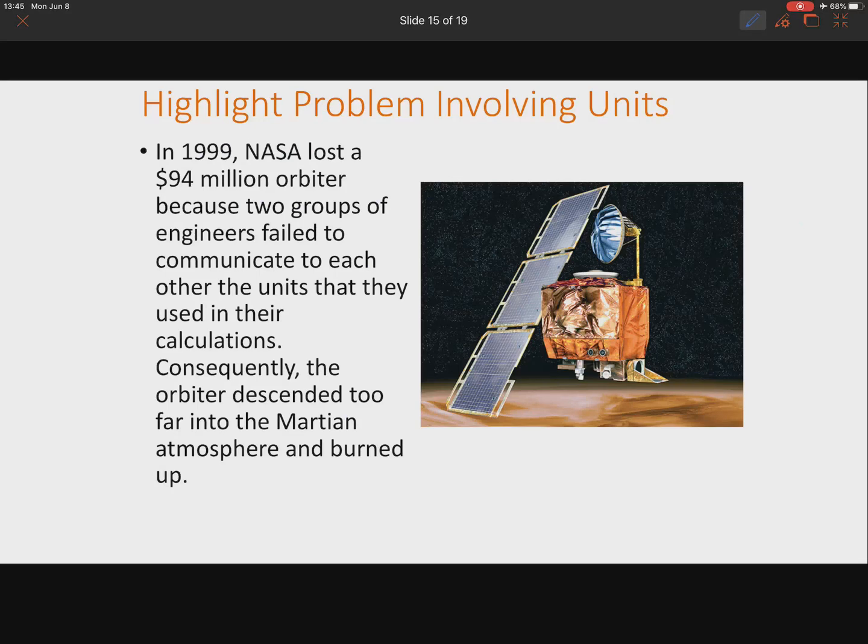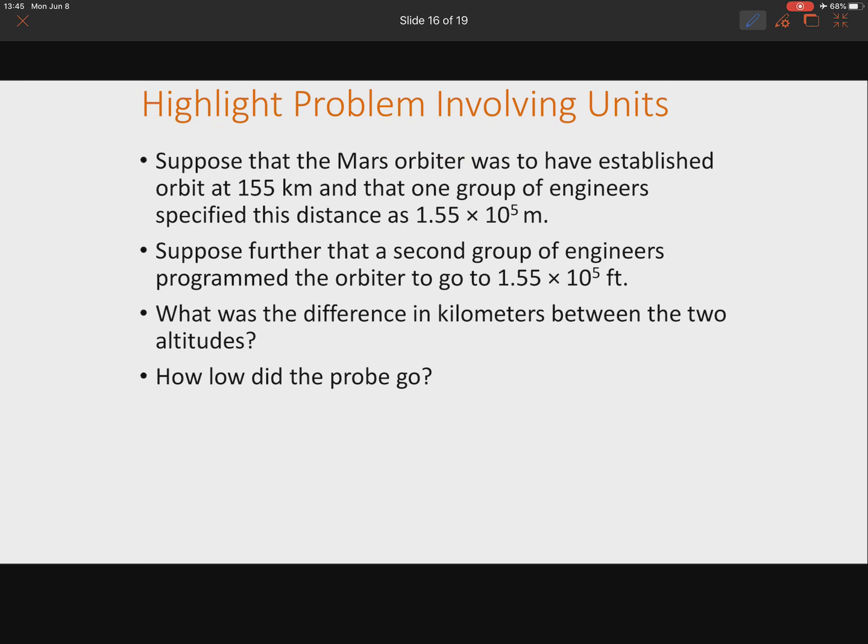All right, and it actually came up in a real-life issue in 1999. NASA lost a lot of money because two different groups were working in two different units, and they didn't communicate to each other what their units were. And so the orbiter descended too far into the Martian atmosphere. This was an orbiter going to Mars, and it burned up. You can actually do the math on this if you're interested. You can try the calculations here.